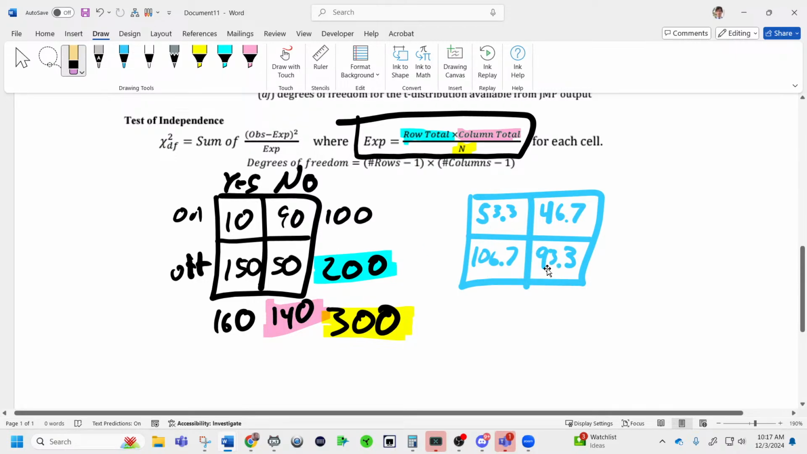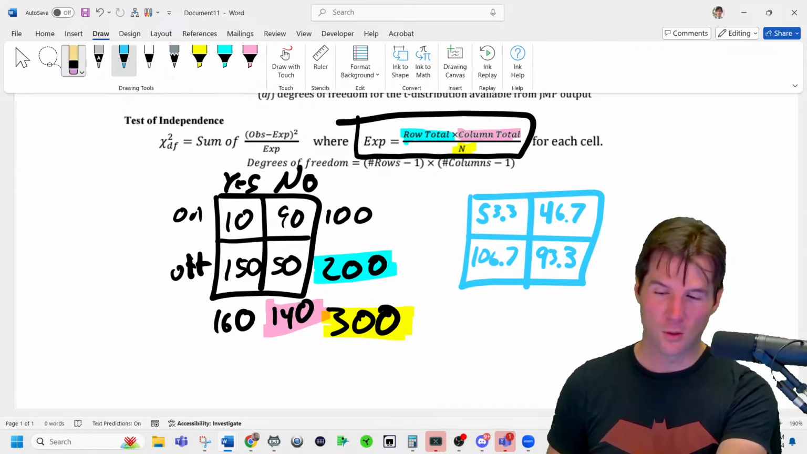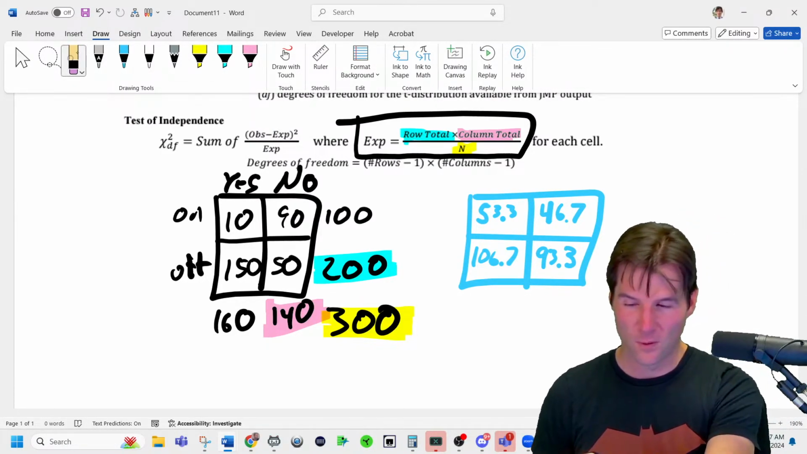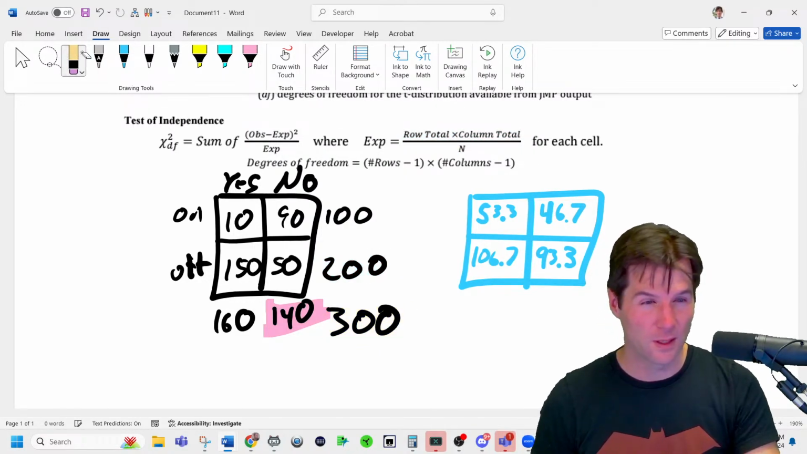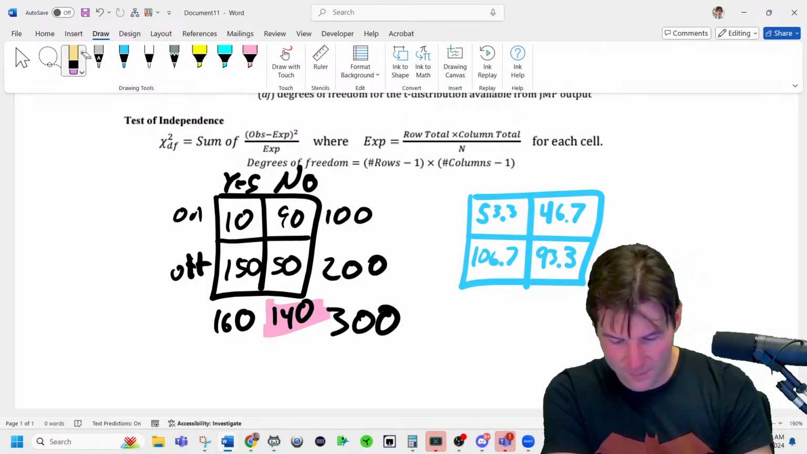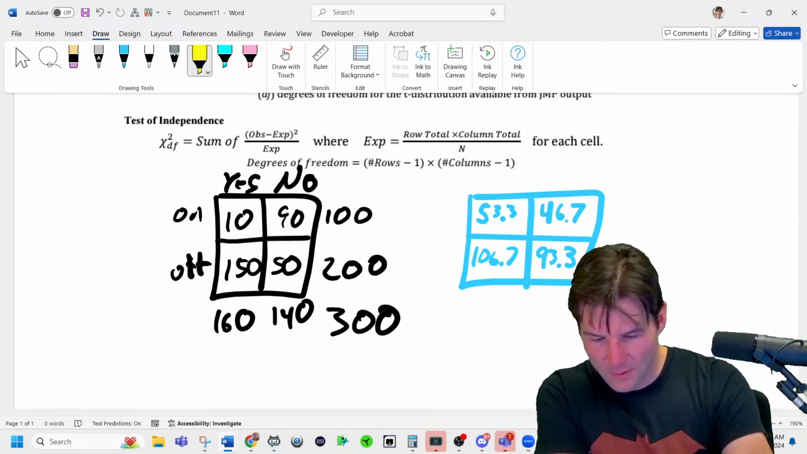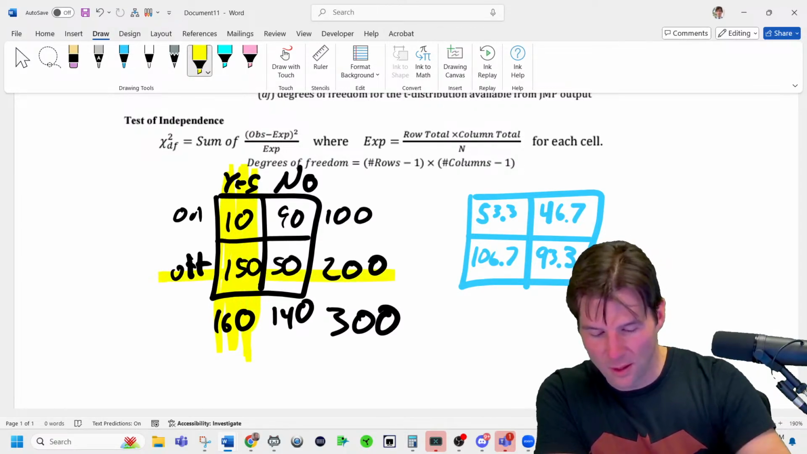With that said, what are the degrees of freedom for this? You actually have the degrees of freedom formula down here. How would it work if they wanted us to find the yes off? To find yes off, it'd be yes, and then it'd be off.